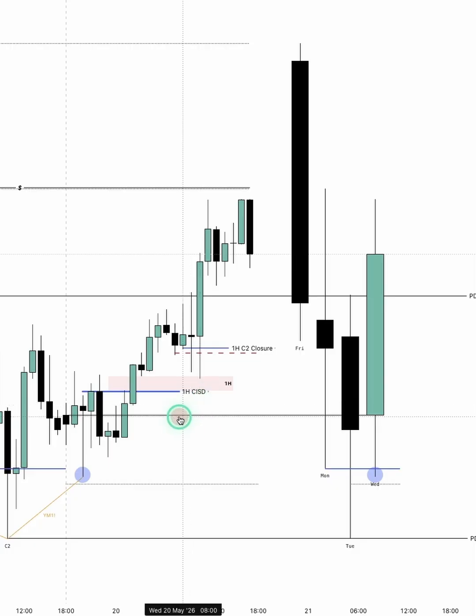I don't have any business going to the 5 minute if I don't have the framework on the hourly. So sometimes what I like to do is stay on the hourly. 9:30 can open, I don't care. I don't go to the five. I just stay on the hourly. I need my framework to form from here.